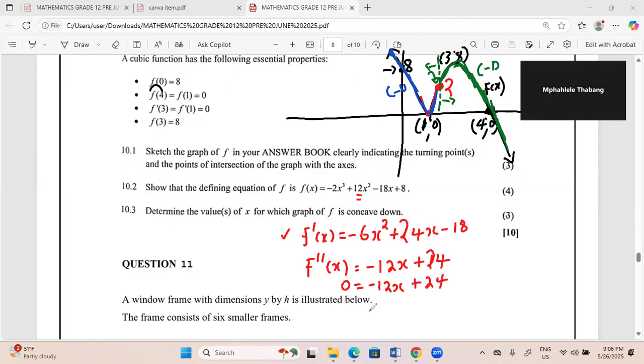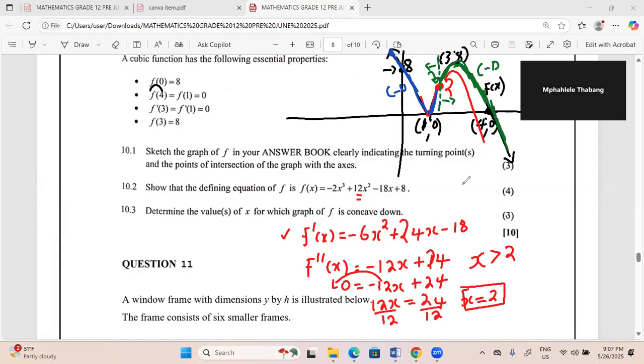So let me say this again. Another way of finding the point of inflection is to derive twice. So you derive the first time, you get minus 6x squared plus 24x minus 18. Now when you derive the second time, you have minus 12x plus 24. So 0 equals minus 12x plus 24. You can take 12x to the left. 12x equals 24. It changes the sign when it crosses the equals sign. So you divide both sides by 12. x equals 2. So the point of inflection is 2. So we say the function is concave down when x is greater than 2 in this case, because on the right side of 2 is where the function is concave down.